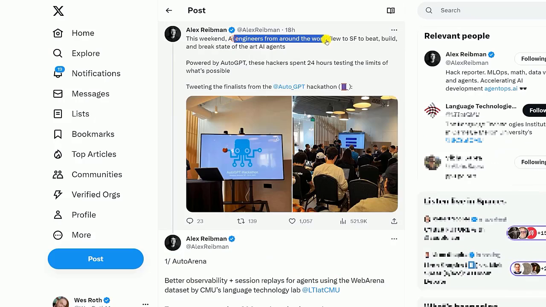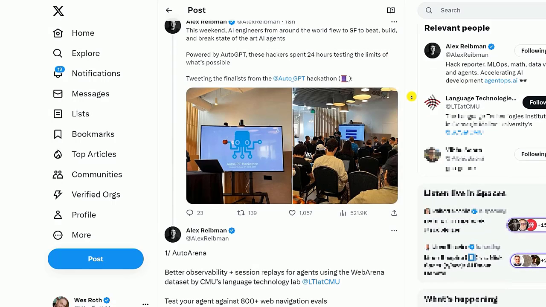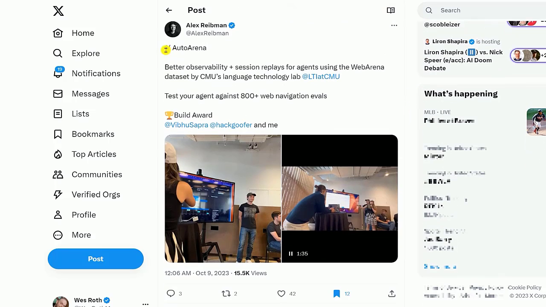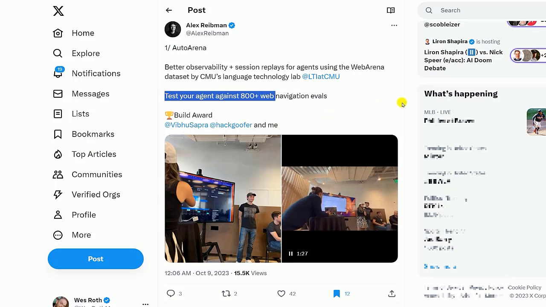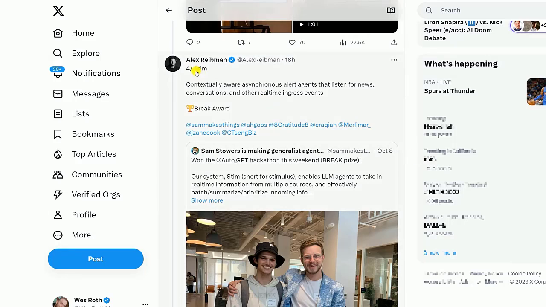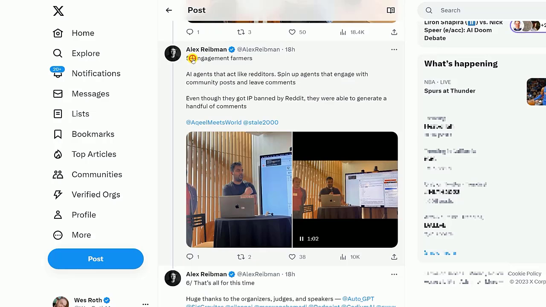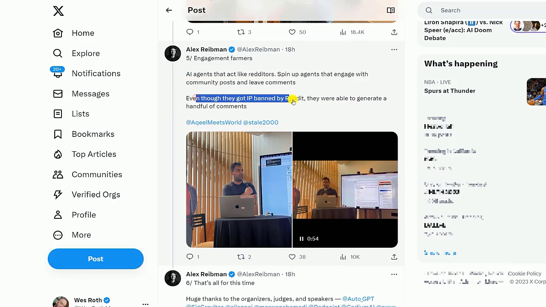AI engineers from around the world flew to San Francisco to build and break state-of-the-art AI agents. And so here were the finalists. The first one was Auto Arena, where you can test your autonomous AI agents against 800 plus web navigation evaluations. Another interesting one was STIM, contextually aware asynchronous alert agents that listen for news, conversations, and other real-time ingress events. Engagement Farmers, AI agents that act like Redditors, spin up agents that engage with community posts and leave comments. Even though they got IP banned by Reddit, they were able to generate a handful of comments.